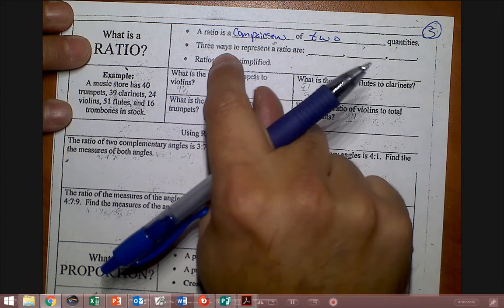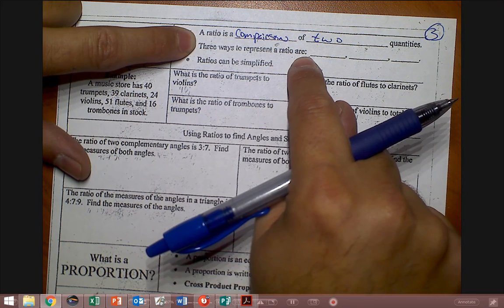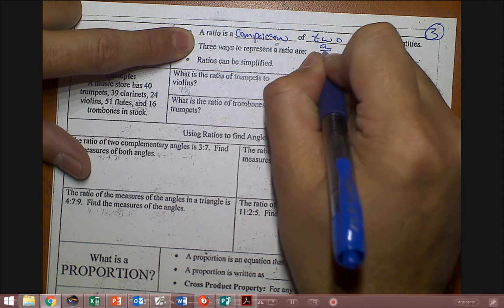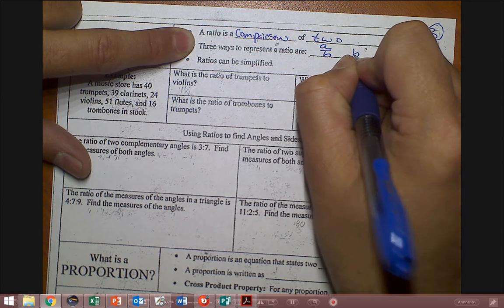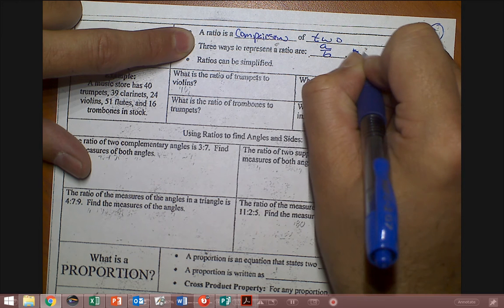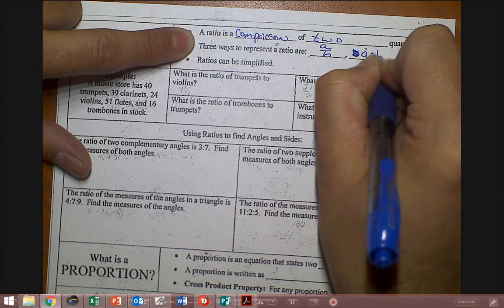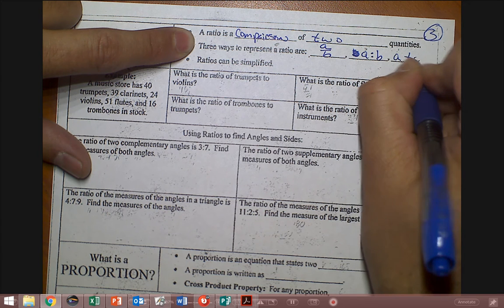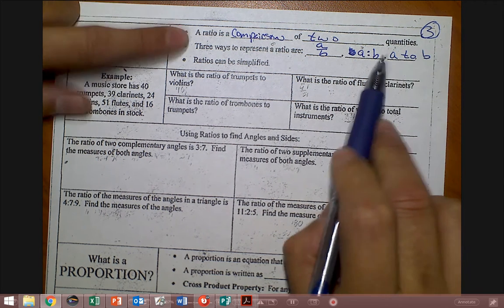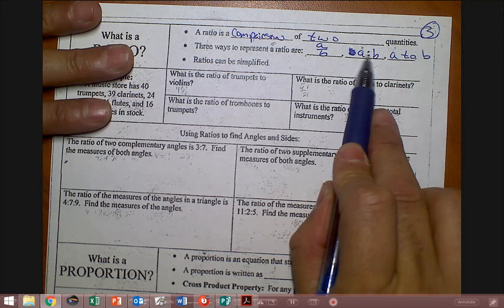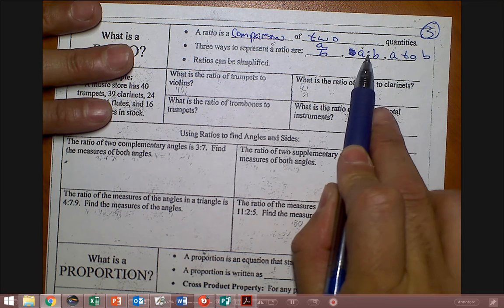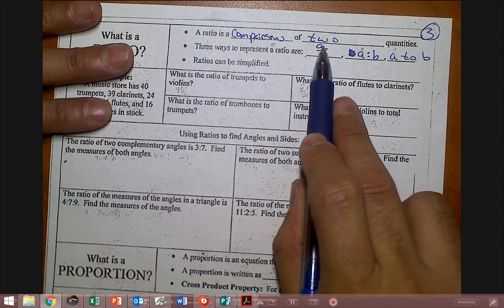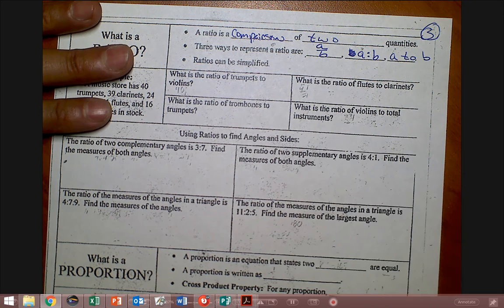All right. 3 ways to represent ratio are, I'm going to write A over B, A to B, and A with a colon, B. So this colon right here is going to be A to B, and it actually means the exact same thing. So A over B could also be read as A to B.